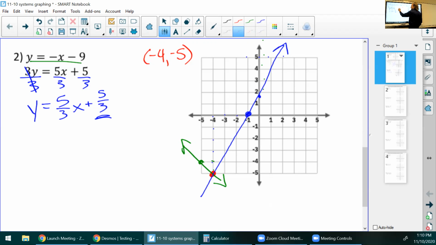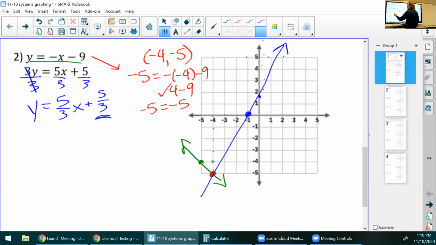So our top equation here, -5. Does that equal -4 minus 9? Well, this is just -4 minus 9, which is -5. That checks out. Okay. And then our bottom equation, I don't want to put it into this one that I worked out. I want to put it into the original equation.